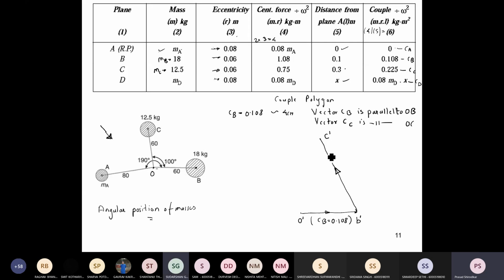Sir, how is CB parallel to OB? Not OB, OC. Just read what I have written. First statement, sir, vector CB. CB is parallel to OB. Because we are drawing the couple for OB, for mass B.